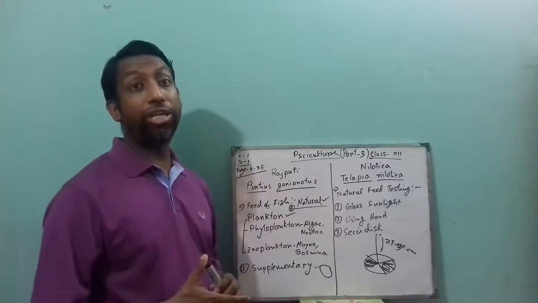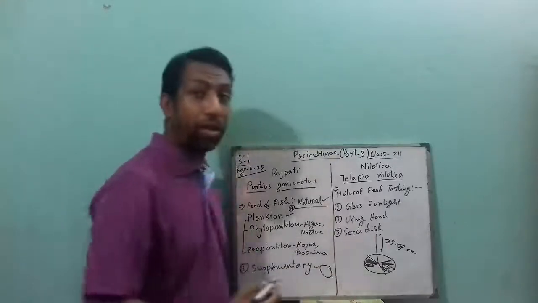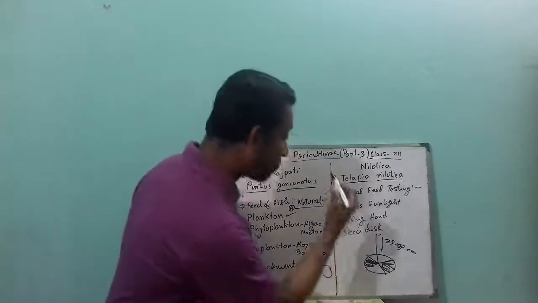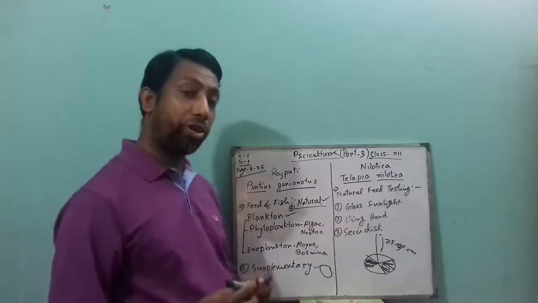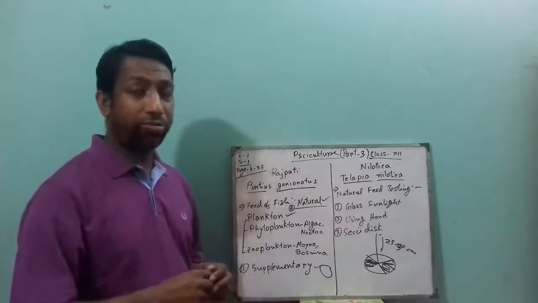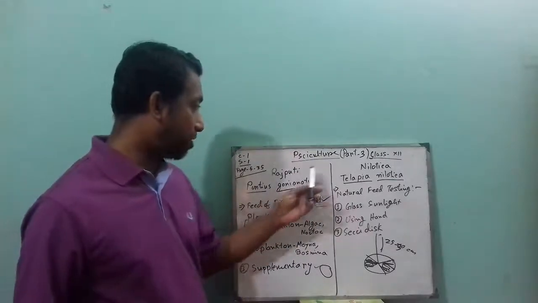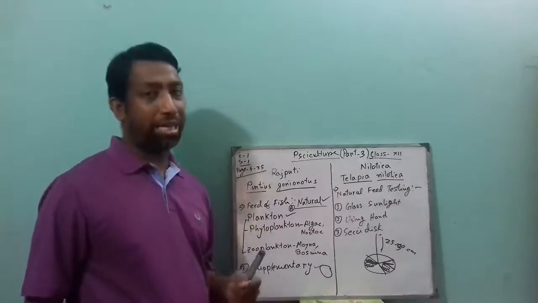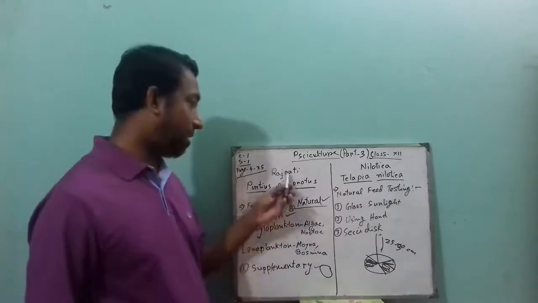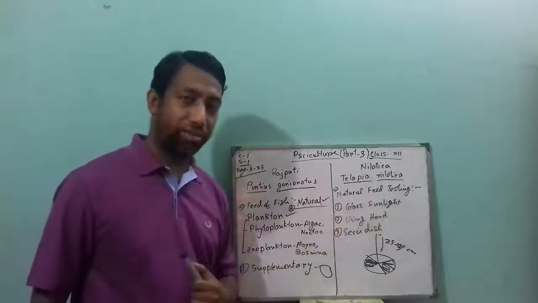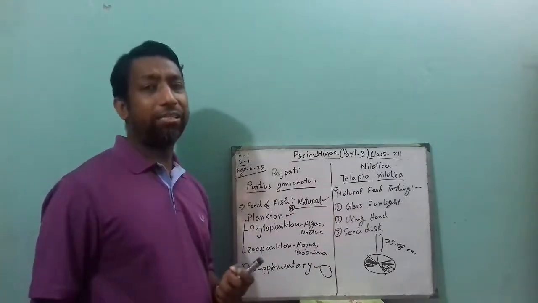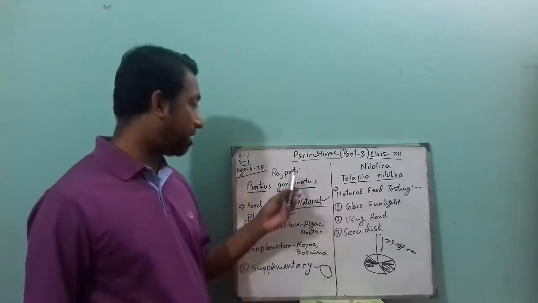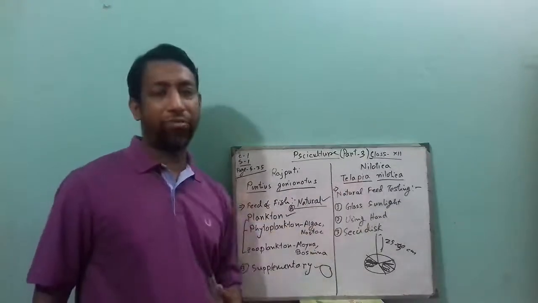And the last one is collection of fish, which means collecting the fish from the pond. I told you before, if the weight of the fish, both Rajputi and Nilotica, is 150 to 200 gram, then you can harvest it. And if it is 25 to 30 centimeter, then you can catch Rajputi and Nilotica fish.